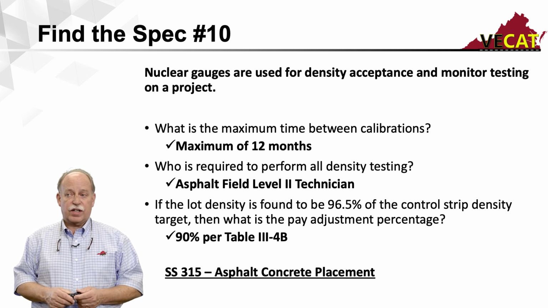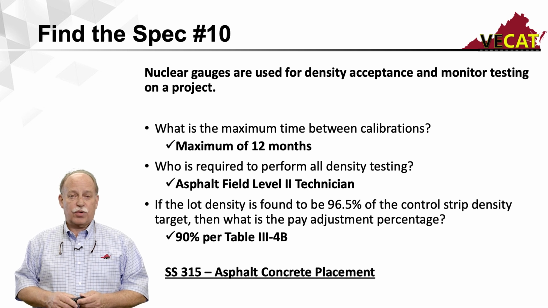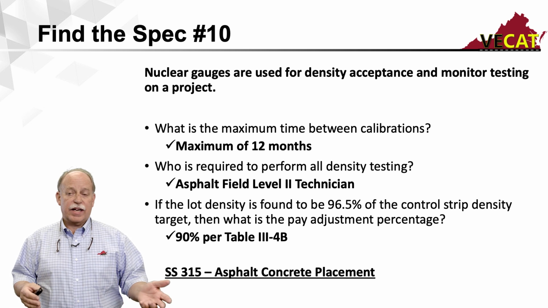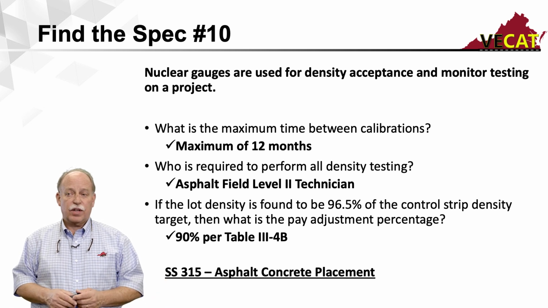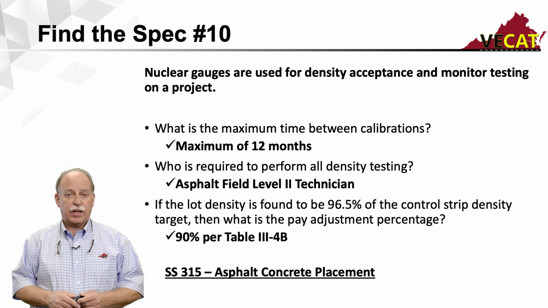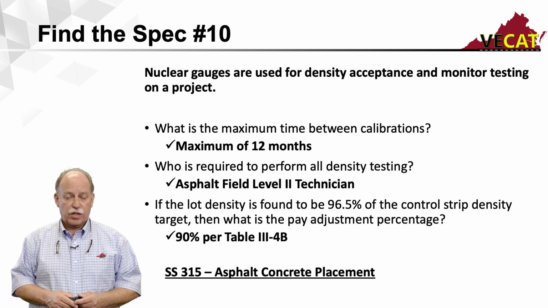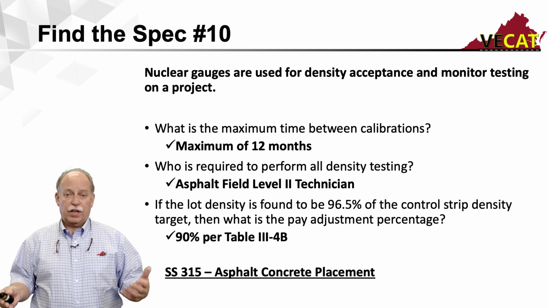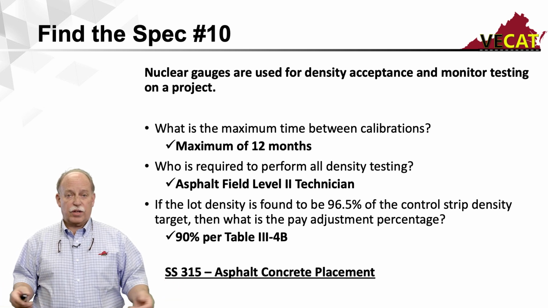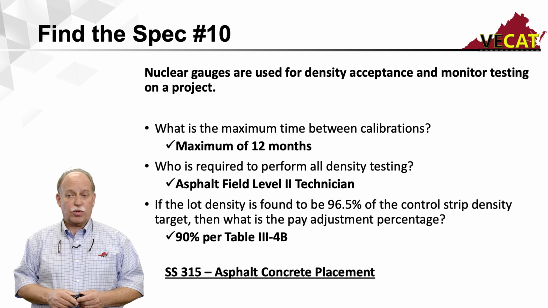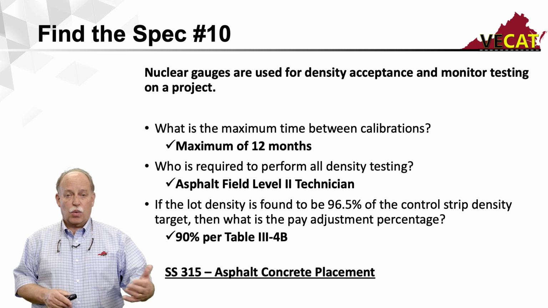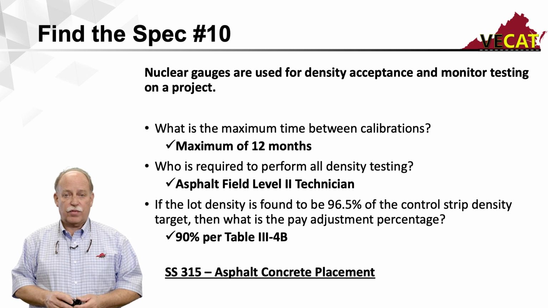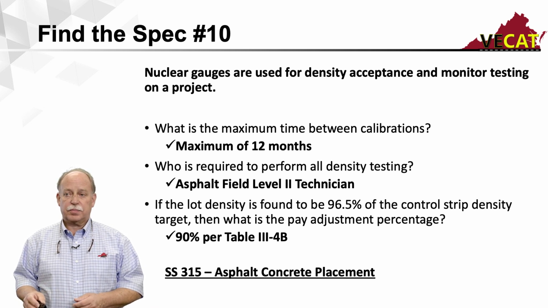Last one is, if the density is found to be at 96.5% of that control strip density target, what's the pay adjustment? Well, at 96.5%, the pay adjustment in accordance with Table 3-4B of that supplemental specification 315 says you're only going to get 90% pay. If you recall, to get 100% pay, you need to be between 98 and 102% of that control strip density. We're well below that. In accordance with that table, you're paid at 90% of the rate for this specific mix.